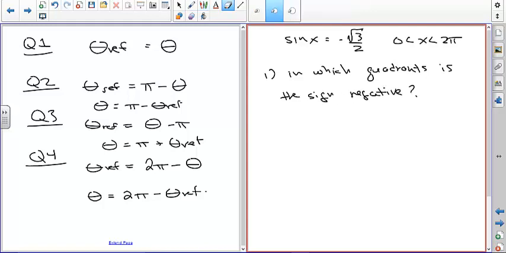Not sine with a G in. That was dumb. The sine negative.